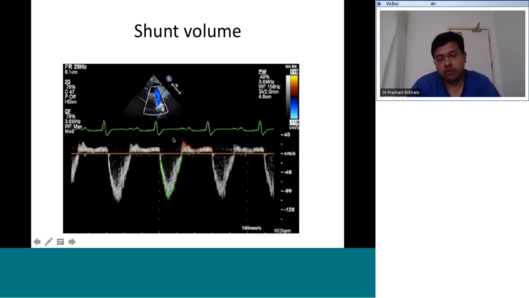So if you take a pulse wave Doppler in the descending aorta, we can see a forward flow in systole and a reversal of flow in diastole. This suggests that there is significant runoff from the PDA into the pulmonary artery, and this PDA is hemodynamically significant. This is one of the important features which tells you that the PDA is hemodynamically significant, large, and probably needs closure.